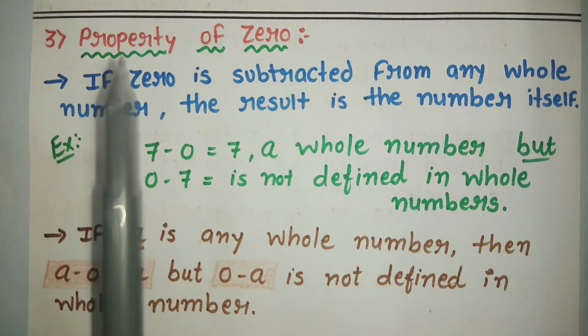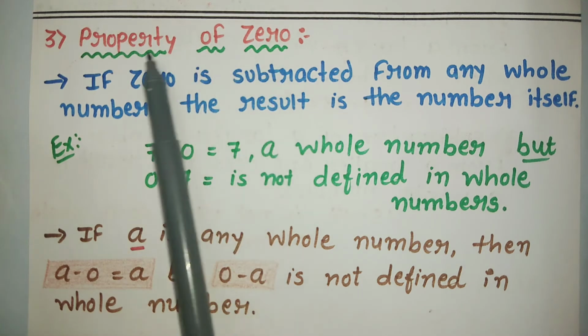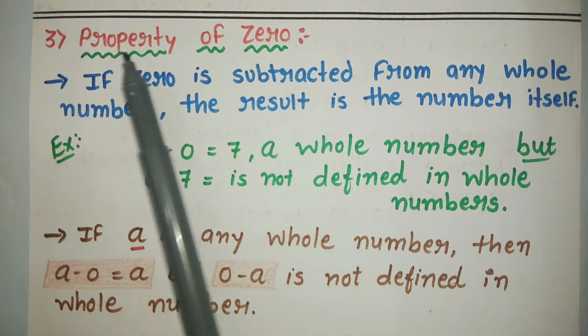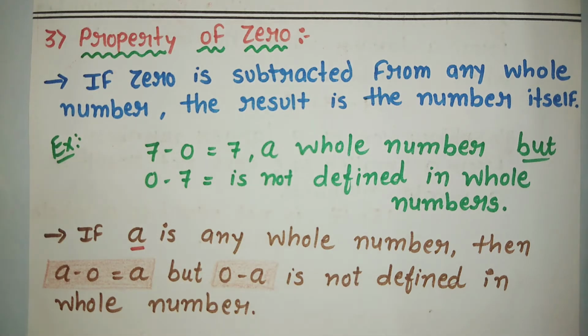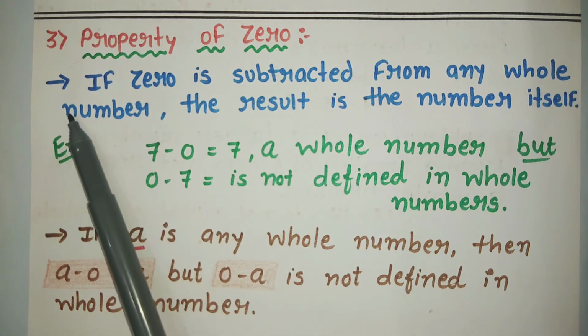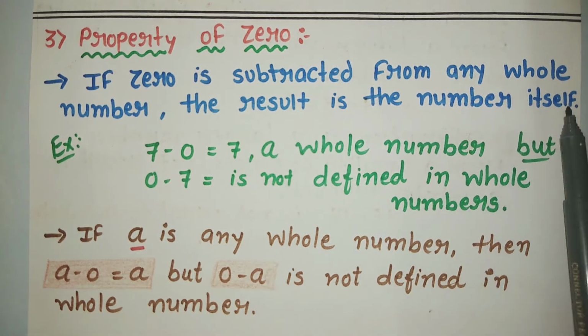Here is the property of 0. We have seen this property of 0 in addition also. What was that? If I add 0 to any number, my answer will be the same. So let's see what the property of 0 is for subtraction. If 0 is subtracted from any whole number, the result is the number itself.